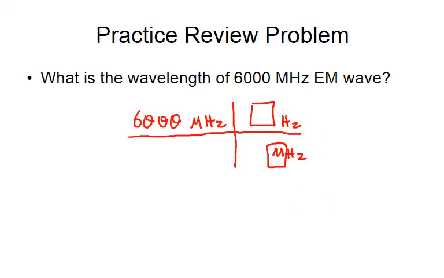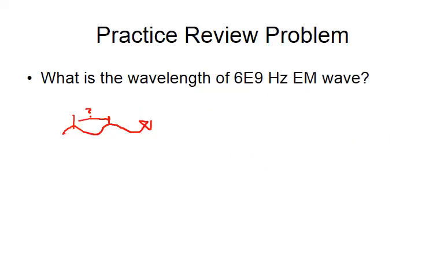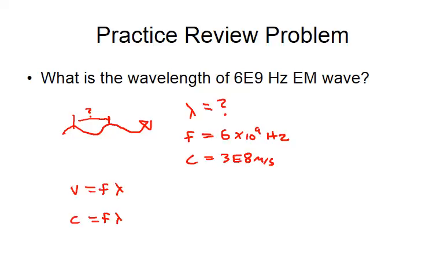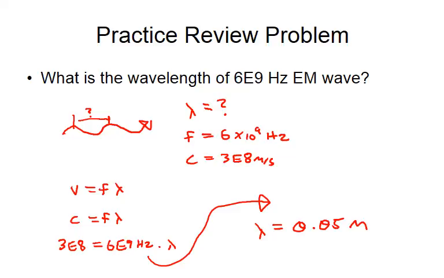Okay, so we should get megahertz 10 to the 6th. So 6 times 10 to the 9th hertz. And then, therefore, we can find the wavelength is 0.05 meters. So looking about X-ray range there. I'm sorry, microwaves.